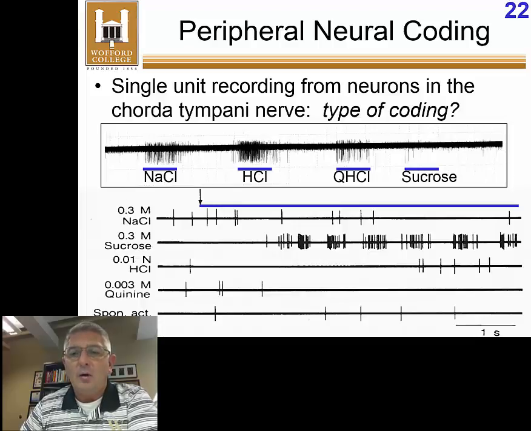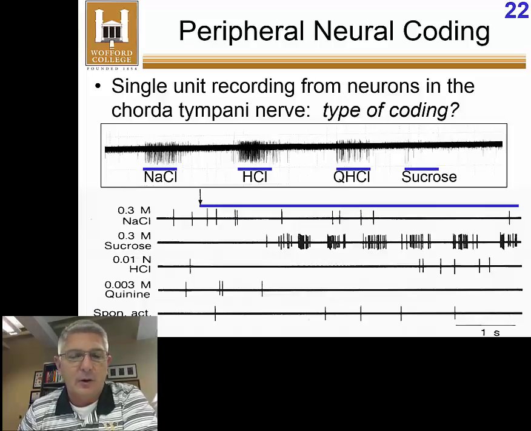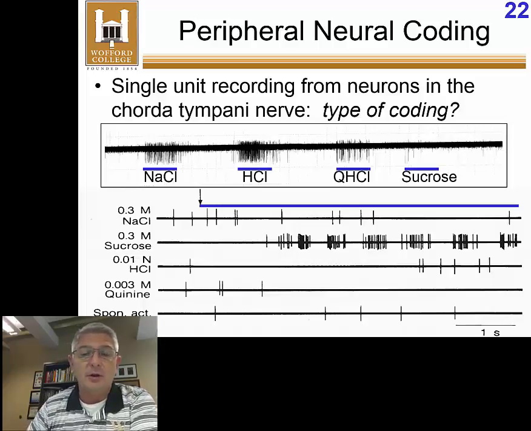So, is there a pattern of the neural signal here that corresponds to different taste qualities? Yeah, so we would call this an across fiber pattern, where it's the pattern of the code that lets the brain know if it's salt, sour, bitter.